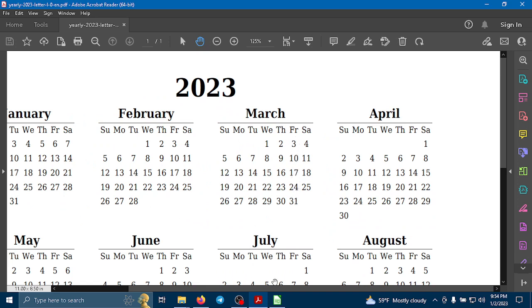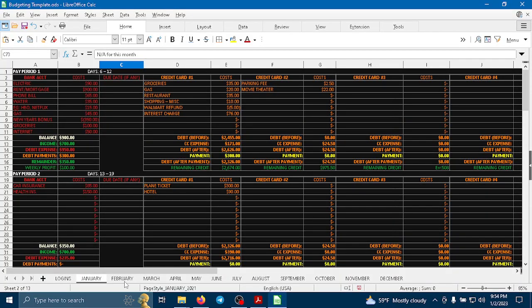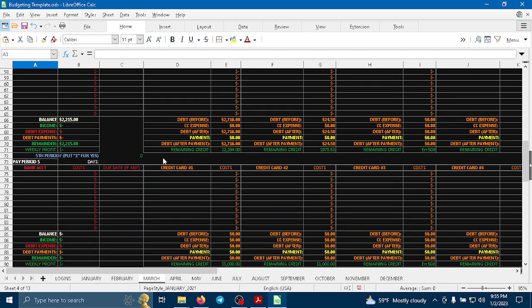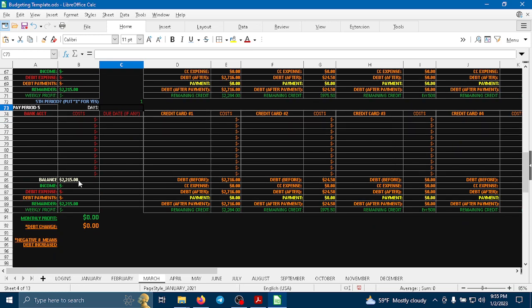And that is why it's an option on this budgeting sheet, because on March, if you're paid every Friday, that means you want to go down here and you want to turn this on. And by turning this on, you just press 1, and then your fifth pay period is now calculated in your budget.